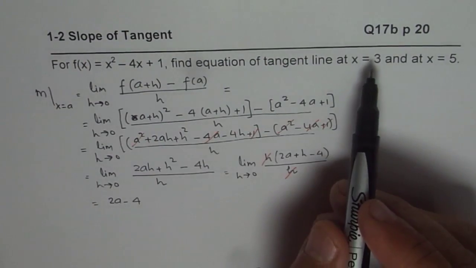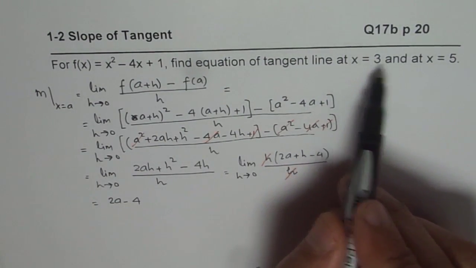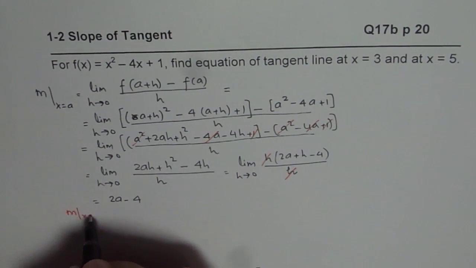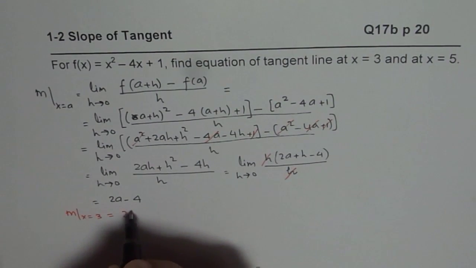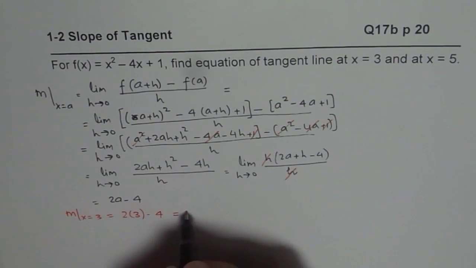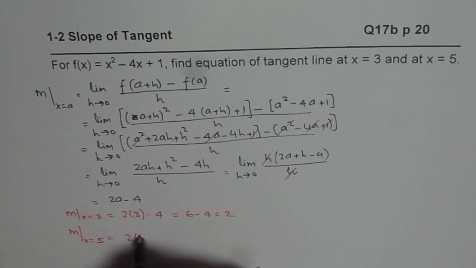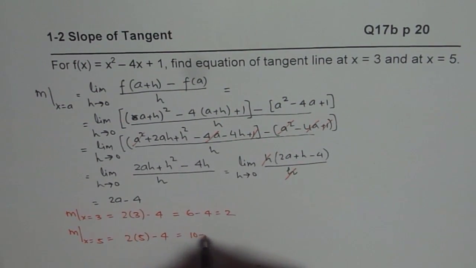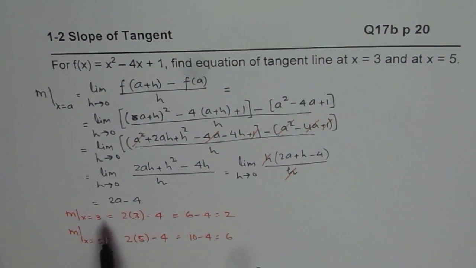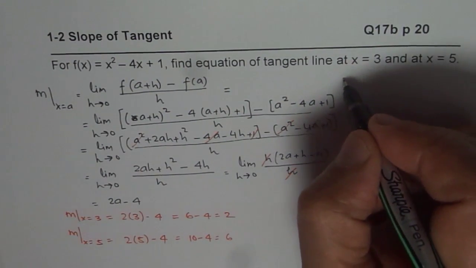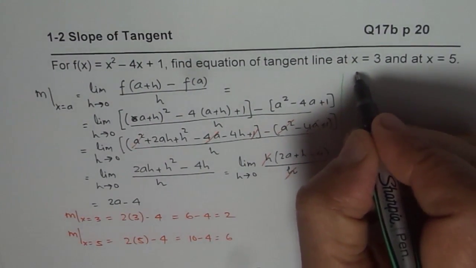What we need to find is the equation of the tangent line at x equals 3 and x equals 5. So what we can now find is the slope m at x equals 3. That will be 2 times 3 minus 4, which is 6 minus 4 equals 2. And also the slope at x equals 5 will be 2 times 5 minus 4, which is 10 minus 4, which is 6. So you see how important it is to find a general equation and then get the slopes for different points. Now let us find the equation of the lines. So let's find the equation of both these tangents.